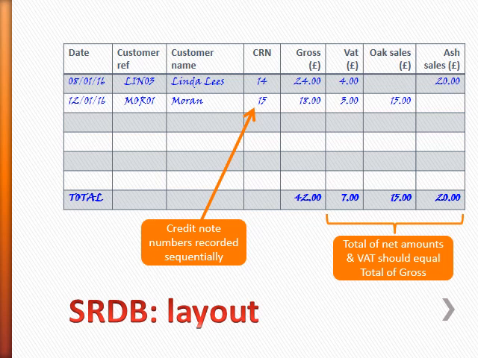In addition, the total of our net amounts and the VAT column should equal the total of gross. So we can also do a cross-add check on the sales returns day book in the same way that we did it for the sales day book. And that is a brief summary of both the sales day book and the sales returns day book.